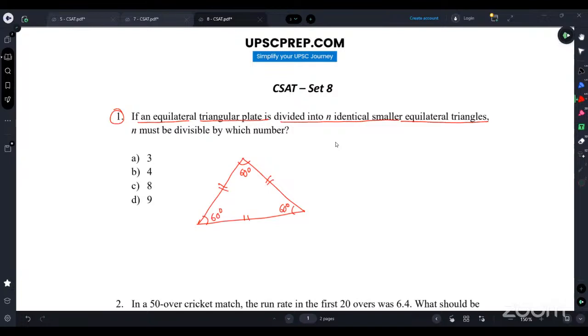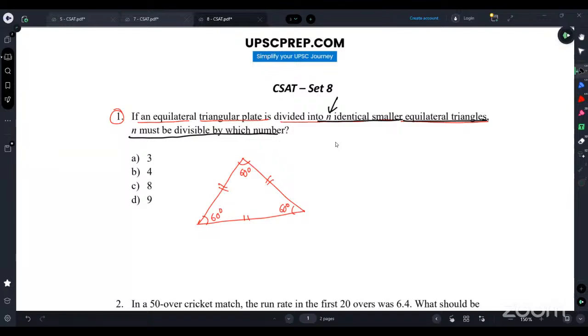All sides are the same. Now what we are doing, we have to cut it into n identical smaller equilateral triangles. If you are cutting this plate, then the small parts that you are cutting into should again be equilateral triangles. And then n must be divisible by which of the following numbers? So we are making n small parts out of this big plate.